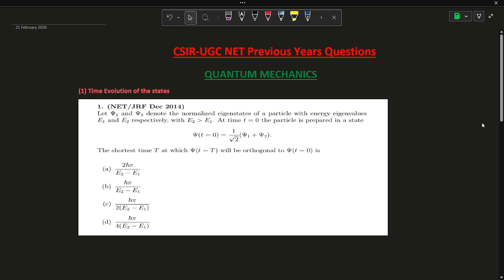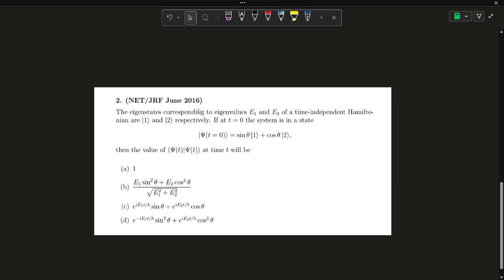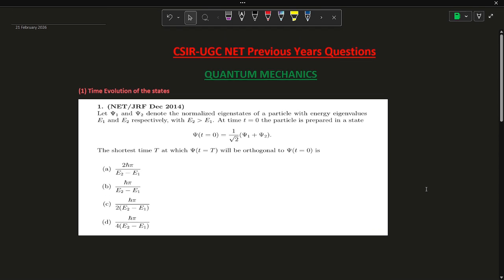Now let's start solving the previous year questions of quantum mechanics from 2014 to 2025. We will divide it section-wise, from basics to advanced. First we will look into the time evolution of the state questions. We have two questions from this part: one was asked in 2014 and another in June 2016. So let's solve this question first.